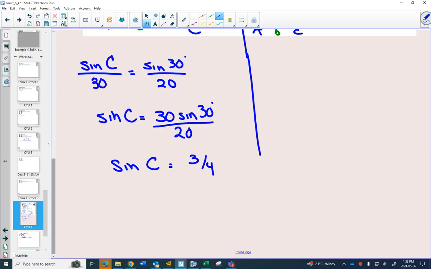We need to solve for angle C. Now, in grade 10 math, you would go right away to sine inverse. But since we're in grade 11, you have to think about your CAST rule and realize that if sine is positive, it could be in quadrant 1 or quadrant 2. So we need to first find our reference angle. And our reference angle for C will be sine inverse of the positive, which is already positive, 3 over 4.